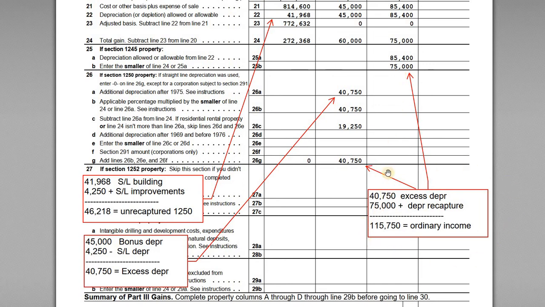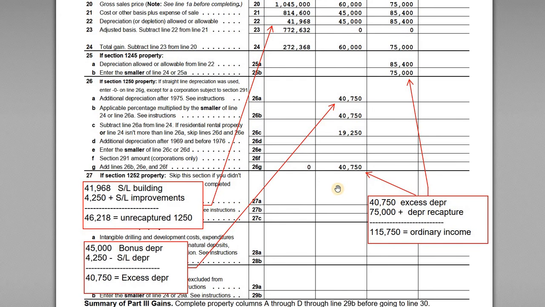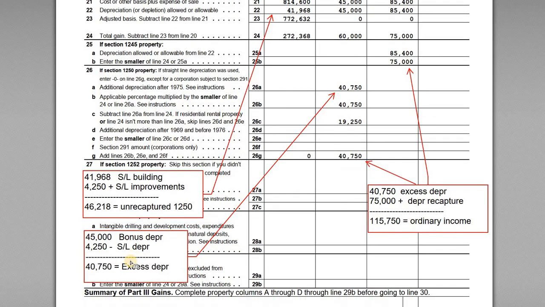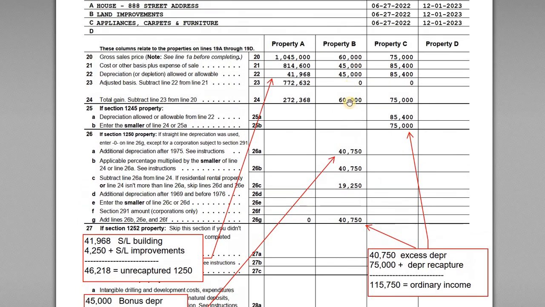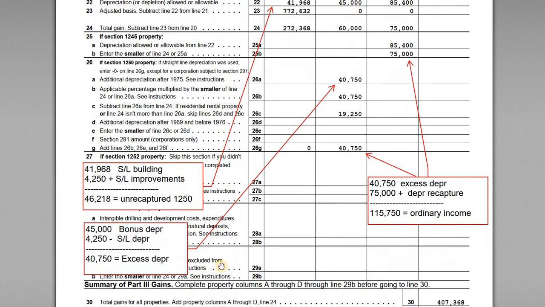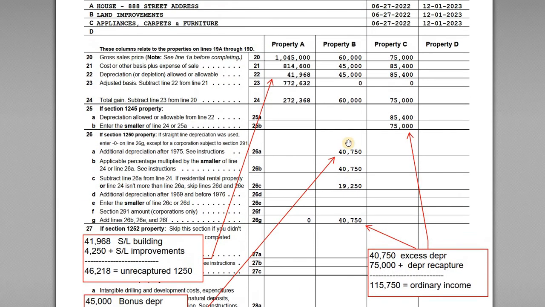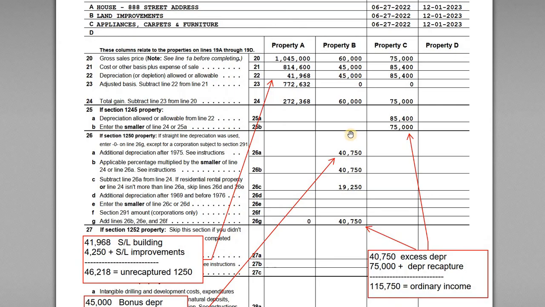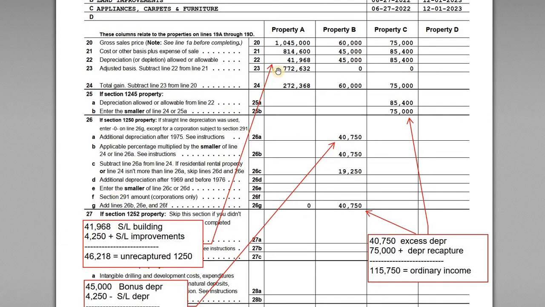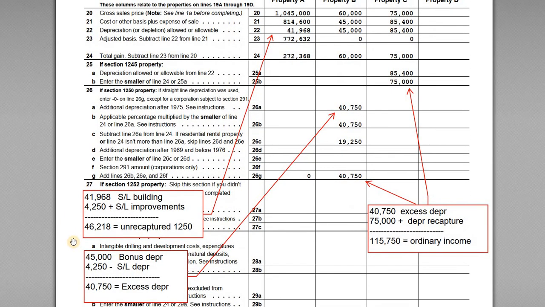So we have $115,750 of ordinary income. Now the portion of this $60,000 gain that's unrecaptured 1250 is the straight line piece. So we have straight line depreciation on these improvements, which is unrecaptured 1250. And so if we take the unrecaptured 1250 here of $4,250 plus the $41,968 from the actual building itself, the total unrecaptured 1250 gain is going to be $46,218.